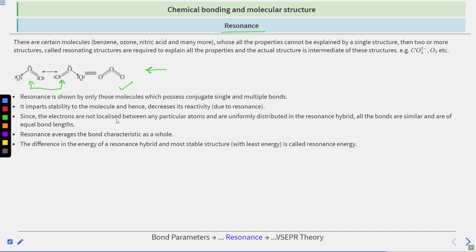Since the electrons are not localized between any particular atoms and are uniformly distributed in the resonance hybrid, all the bonds are similar and are of equal bond length. Resonance averages the bond characteristics as a whole. The difference in the energy of a resonance hybrid and the most stable structure is called resonance energy.